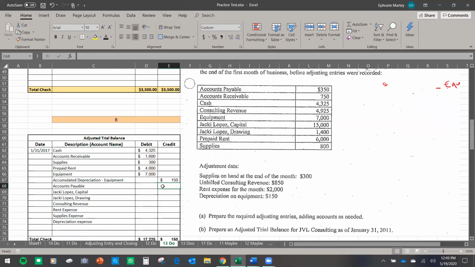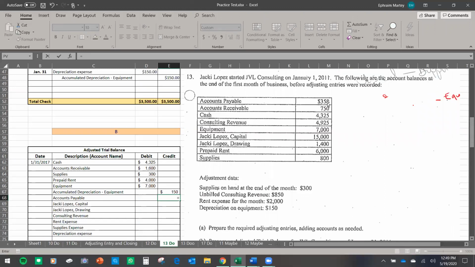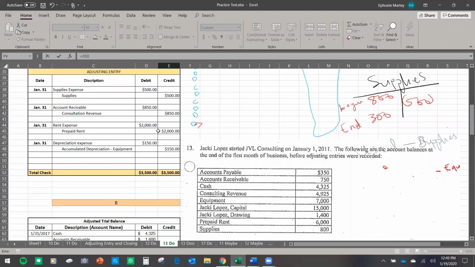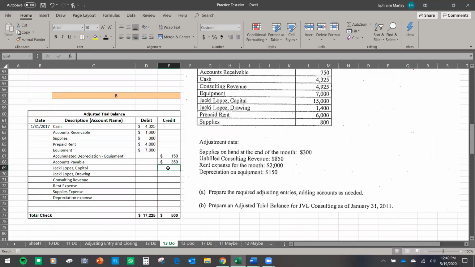Accounts payable is a liability, so it's going to be credit. What did we start accounts payable with? We started with 350. Did we have any increase or decrease? Look for them here. No, we didn't do any adjustment, so we're going to leave it like that.